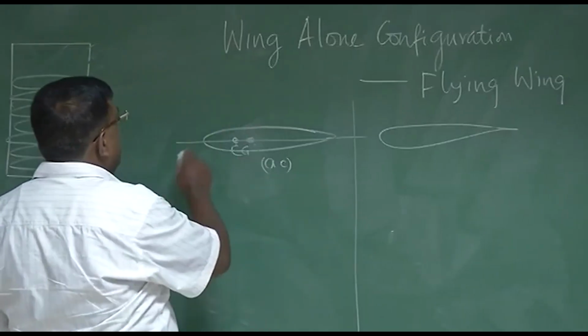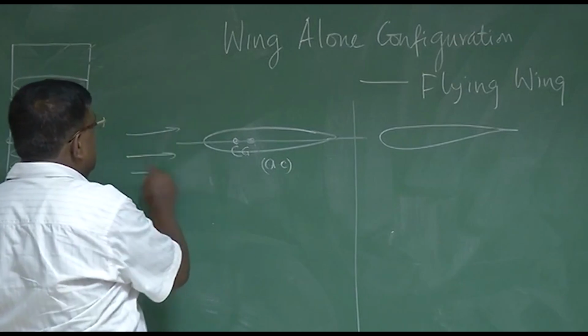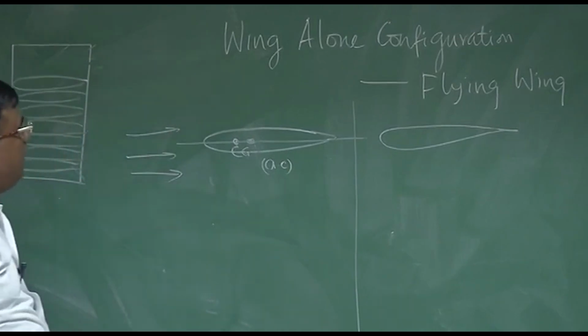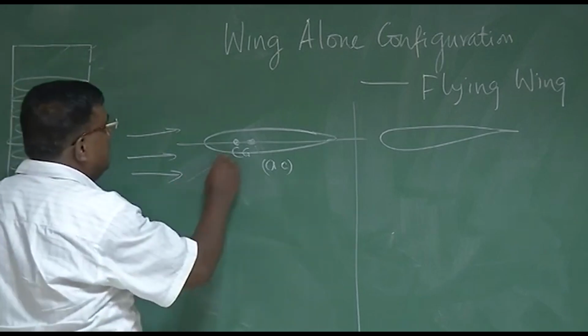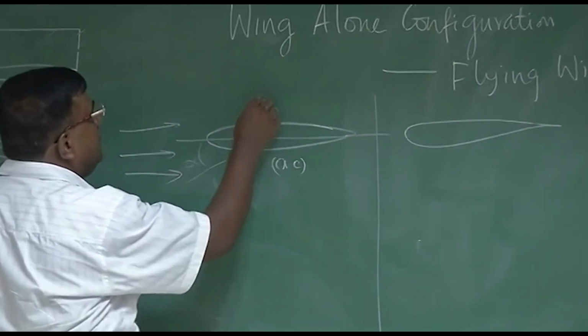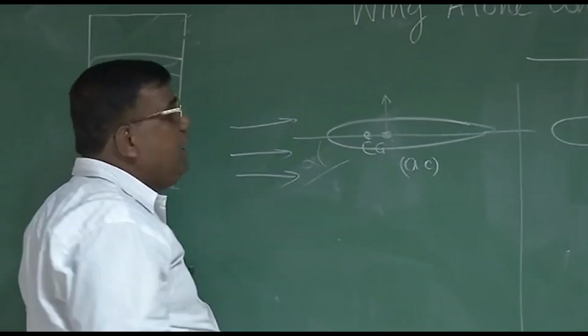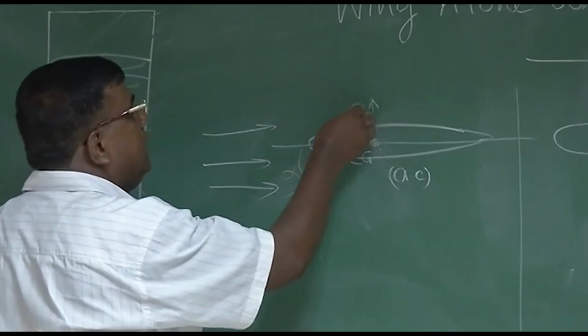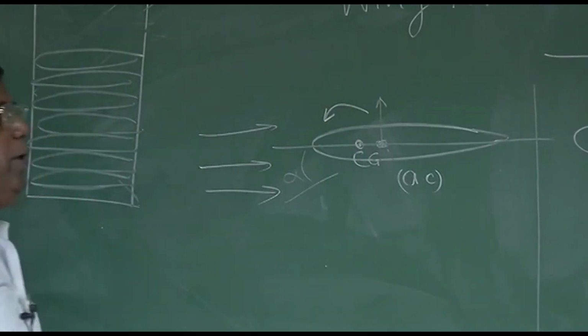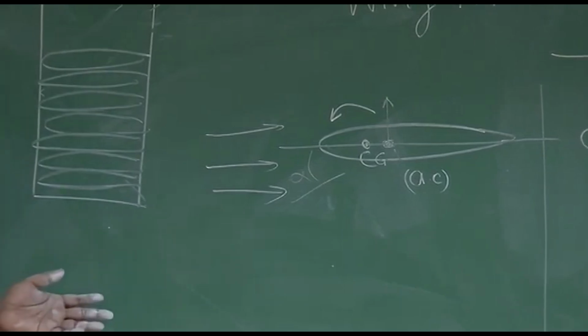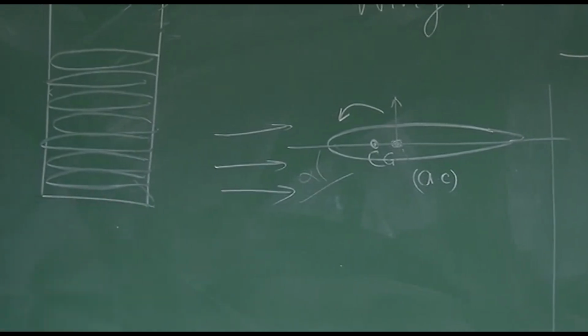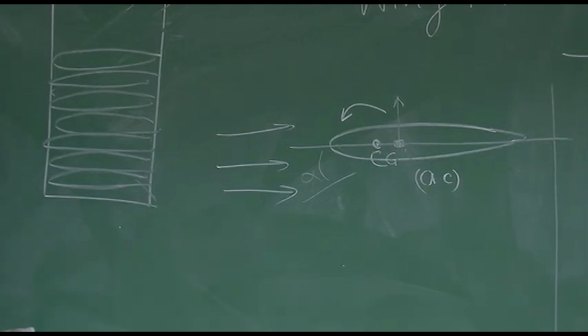Now suppose this is the wing and it is to be flown like this. What do you think? Is this statically stable or not? We can check. Any disturbance? CL I can represent here, lift I can represent here, and it will give a nose down moment. So it has an initial tendency to counter the disturbance in alpha and come back to the equilibrium.